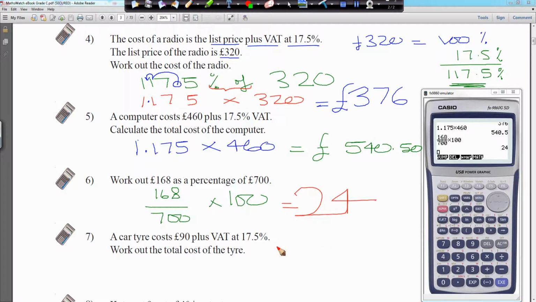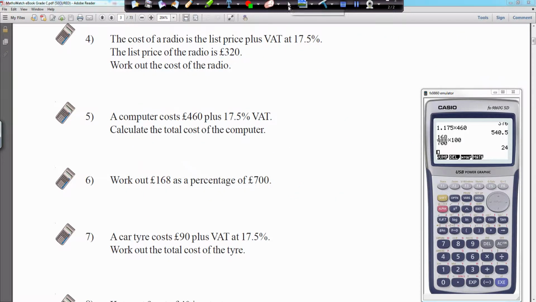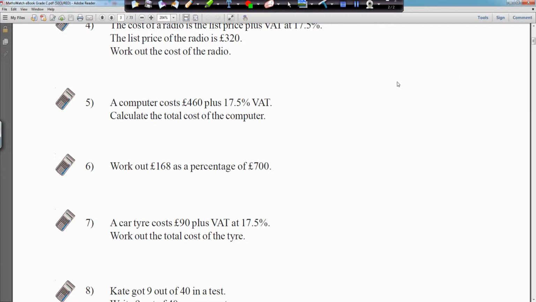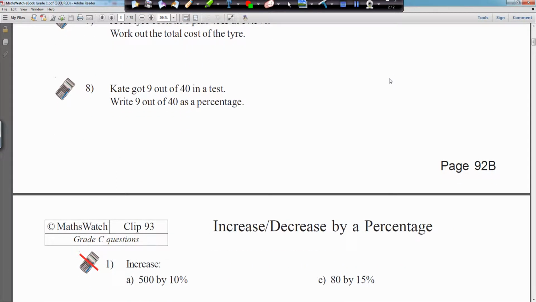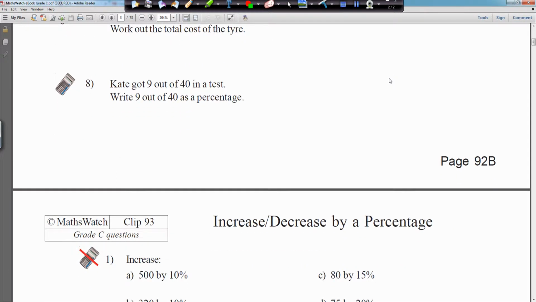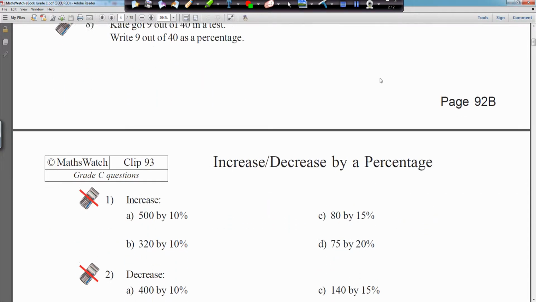Now question number 7 is very similar. It's identical in style to question number 5, so I'll leave that for the students to try. Question 8 is similar as well. We look at 9 out of 40 in the test. Kate got it, so she worked that out as a percentage. Same as the one we just did.